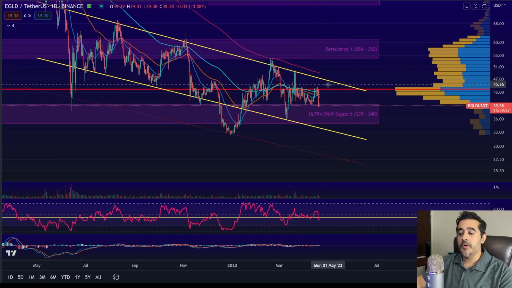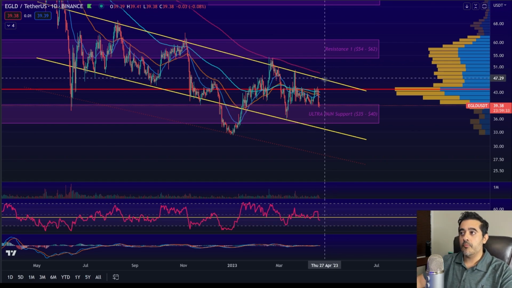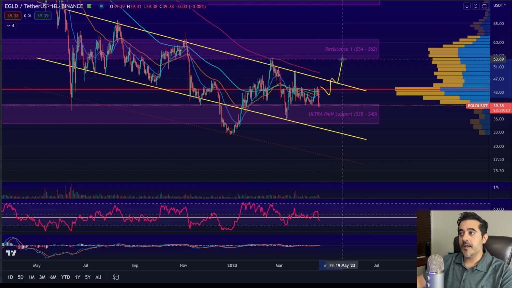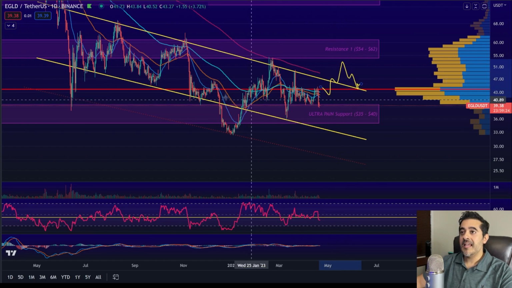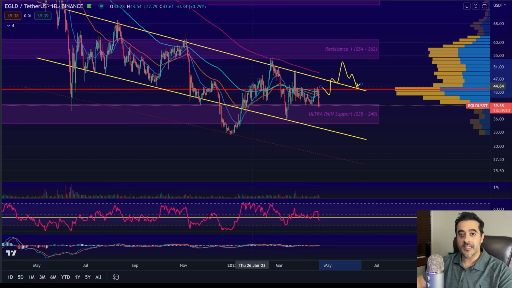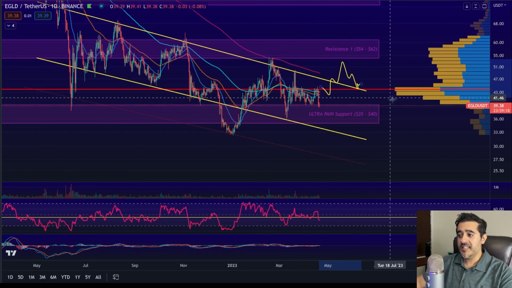But if we have a boom, if there's something that triggers a boom within this asset, well, then what I'm really looking for is for us to come up and flip this $42 to $43 level into support. Now, when that happens and we start breaking this descending channel, that's probably when I'll start accumulating a bit more. But I'm going to want to see some confirmation of it.